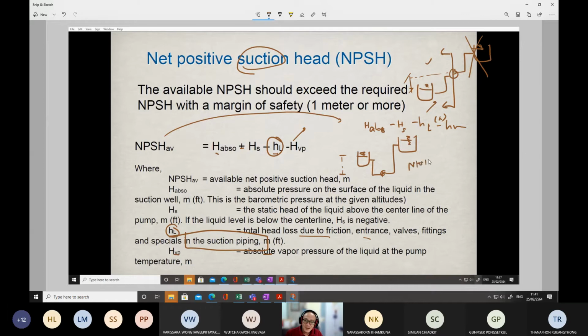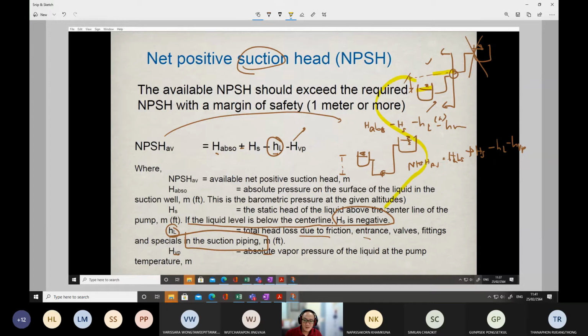NPSH available will be equal to the absolute pressure plus HS minus loss minus vapor pressure. So I like to emphasize here, if the liquid is below the center line, HS is negative. If the liquid level is below the center line, H is negative. Here you see the liquid level is here, and the center line of the pump is here.